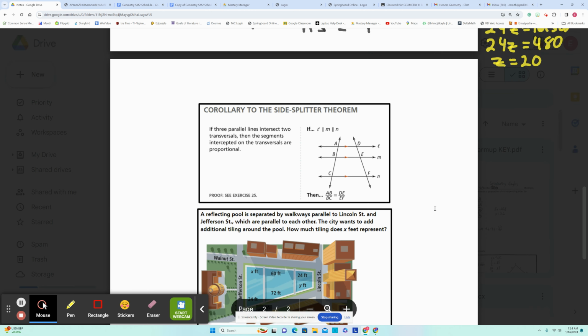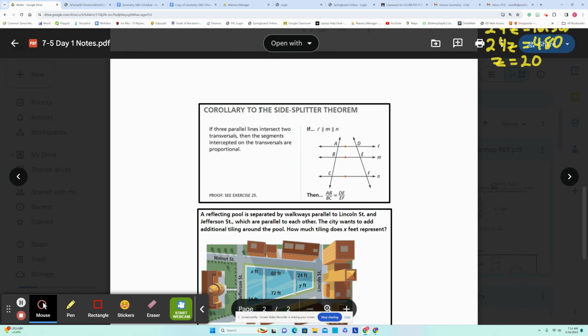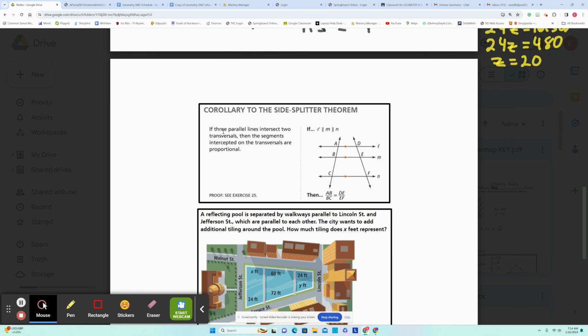Okay, now let's talk about the corollary to the side splitter theorem. If three parallel lines intersect two transversals, then the segments intersected on the transversals are proportional. So in this case, if we look, we have line L is parallel to line M is parallel to line N. And we have these two transversals right here. That means that AB would be proportional to BC and DE would be proportional to EF.